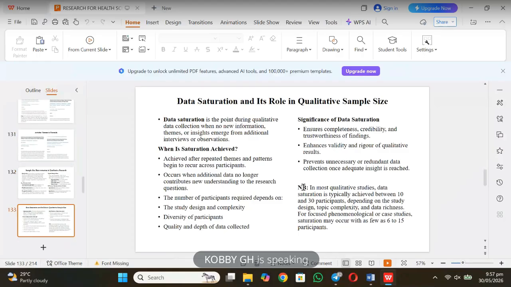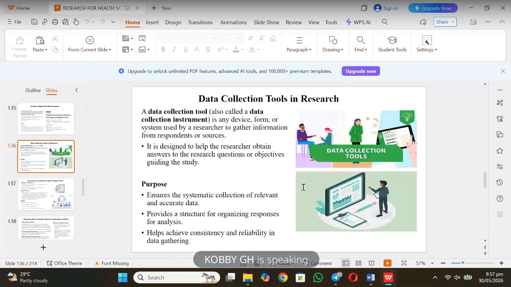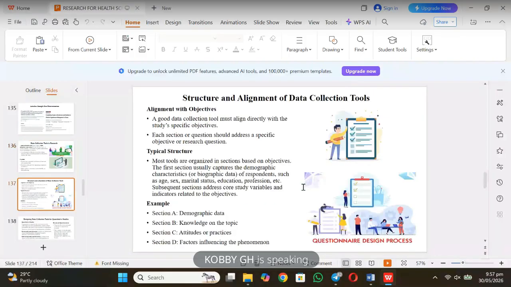Then we came to data collection tools. What are the two common data collection tools? Structured interview and structured questionnaire. Good. So those are the standard ones. We have two common data collection tools: the interview guide and the questionnaire. Under questionnaire, we mentioned three subtypes: the structured questionnaires, the semi-structured questionnaires, and unstructured questionnaires. There are questions on them.